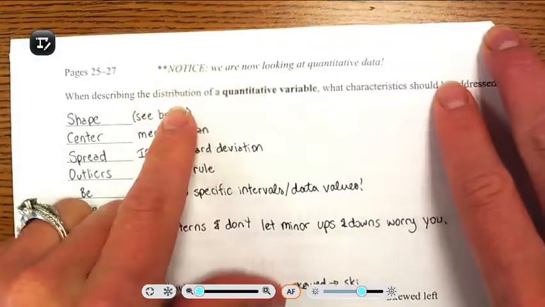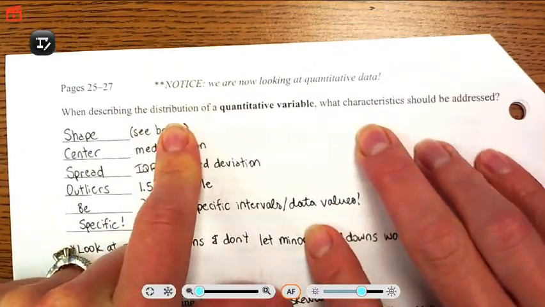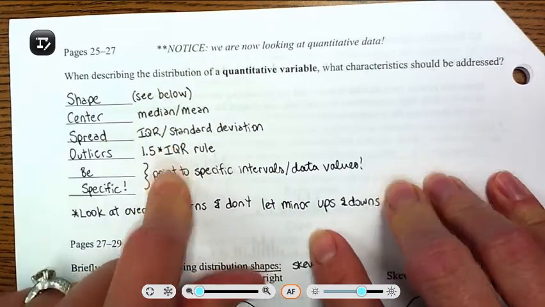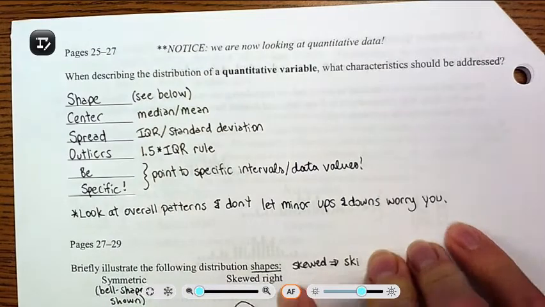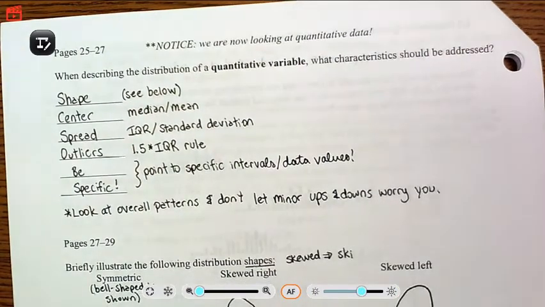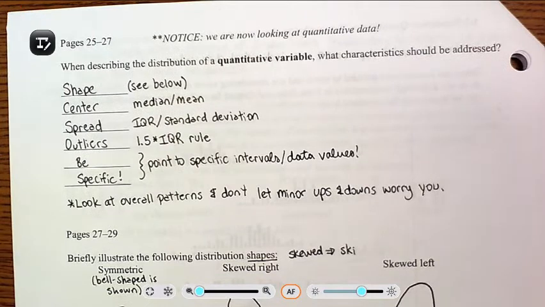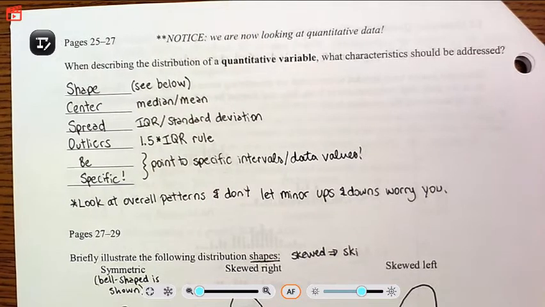When describing the distribution of a quantitative variable, what characteristics should be addressed? Shape, center, and spread should be addressed. So should outliers. Shape is something like what I have below. I have 6 different descriptions of shape, maybe 7. Center is median or mean. Spread is IQR, interquartile range, or standard deviation, two measures of spread. Outliers, we have a 1.5 times IQR outlier rule.